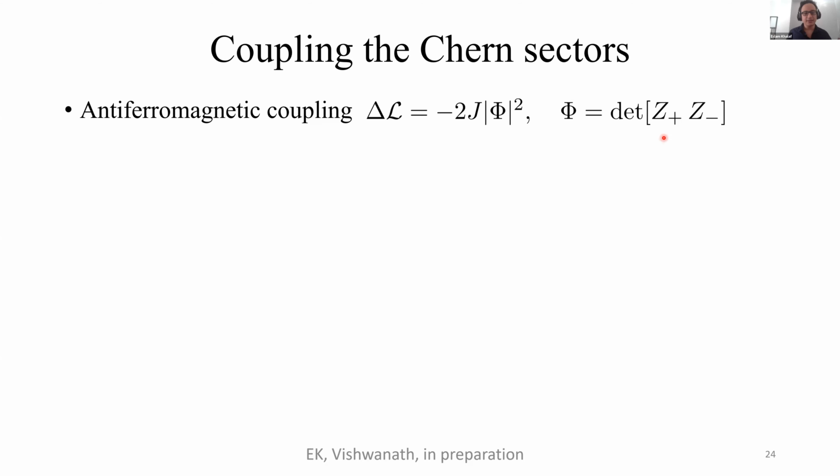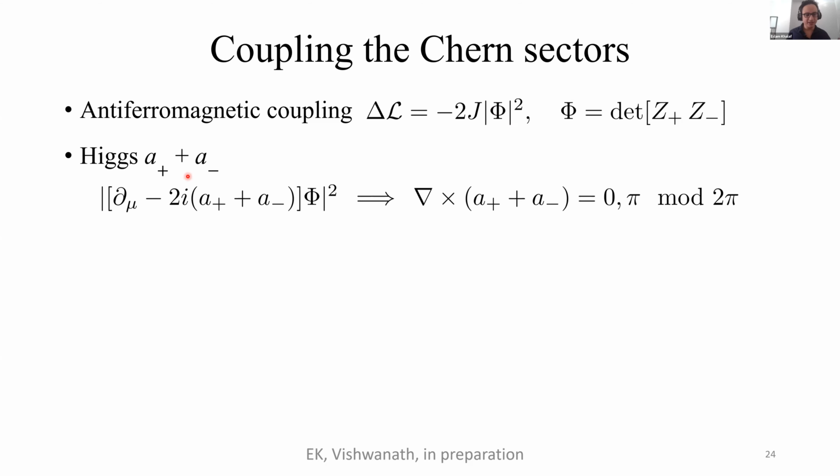And now we can see what happens when we condense this. The way it couples to the abelian gauge field is like this. So it's very similar to before, but it has this extra factor of 2. And the reason is that phi is quartic in these. So it has 2 factors of Z plus and 2 factors of Z minus. This means that when we condense phi, we don't completely Higgs out A plus plus A minus. Instead, we Higgs them modulo a Z2 gauge field.